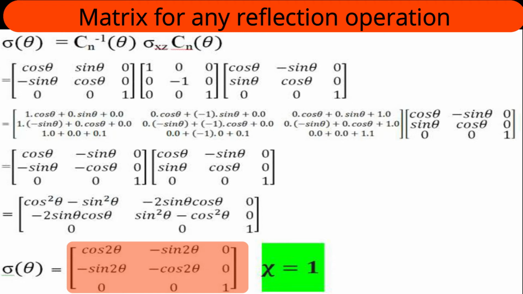Now an important point, the character, I have to determine. What is character? Character is the summation of diagonal elements. Which are the diagonal elements? Cos 2 theta, minus cos 2 theta and 1. Cos 2 theta and minus cos 2 theta, summation is 0, left is 1. So the character for this general matrix is 1. Hence, if I reflect through a plane at angle theta to the xz plane, I will get this matrix.